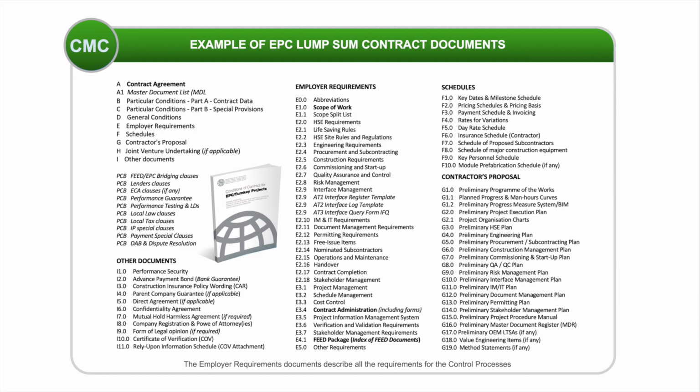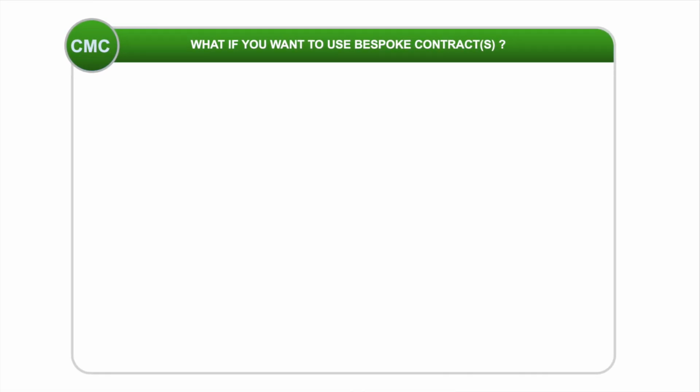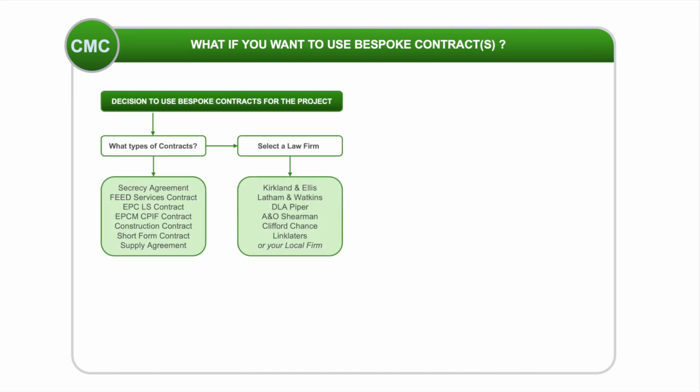The preparation time, including reviews and approvals, can take up to a year or more and is normally started at the beginning of the FEED phase. Let's say the project team has decided to use bespoke model contracts for the project, then how do you prepare the required set of contract models? It is recommended to do an in-depth cost and time analysis before you make this decision.